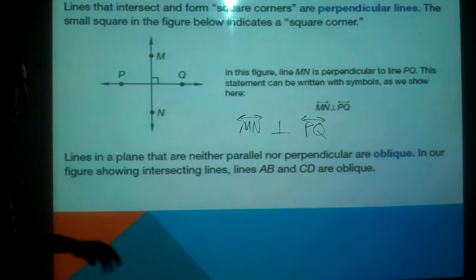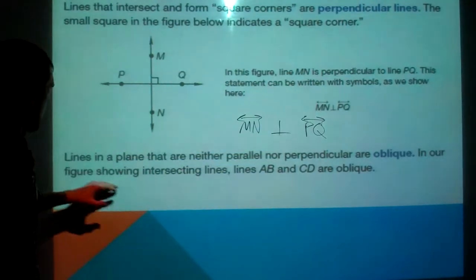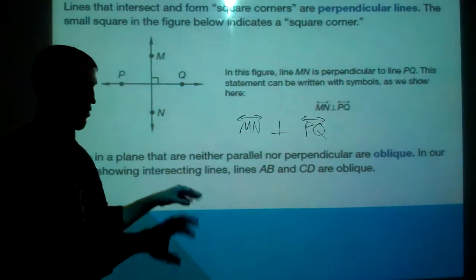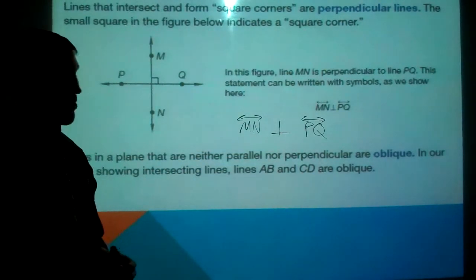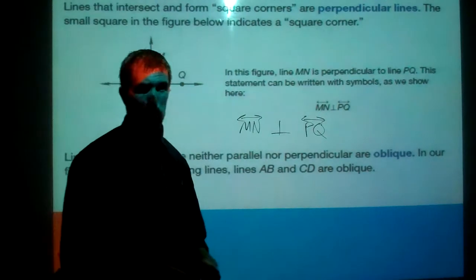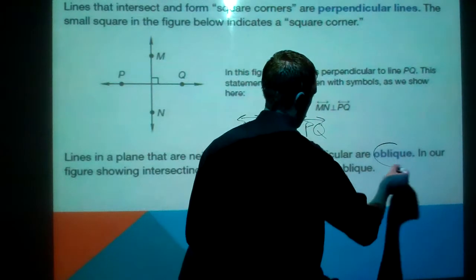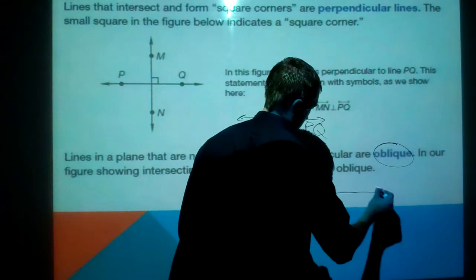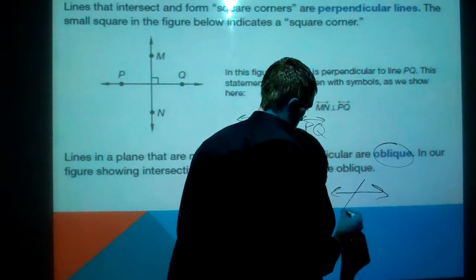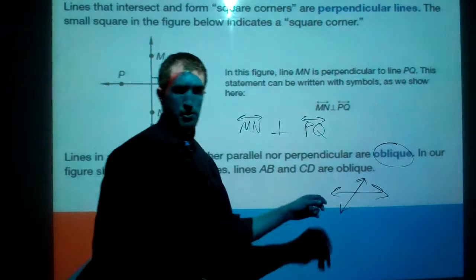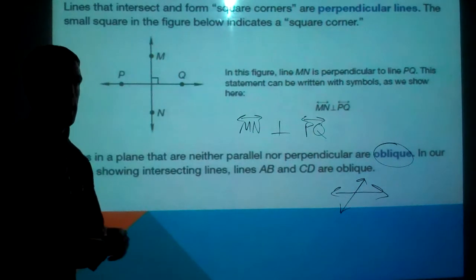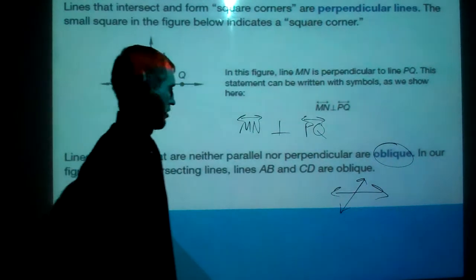Okay? That little symbol means perpendicular to. And lines in a plane that are not parallel or perpendicular, we call those oblique. That would be an intersection like that. Not parallel, but also not at 90 degrees, so they're not perpendicular.